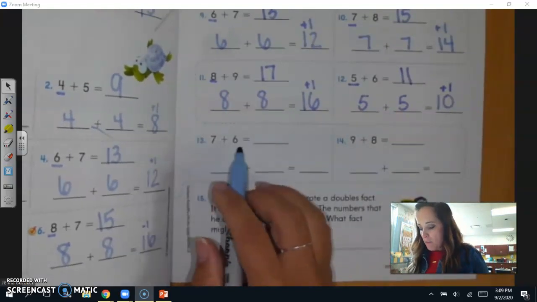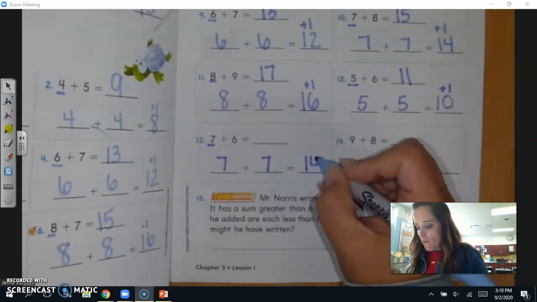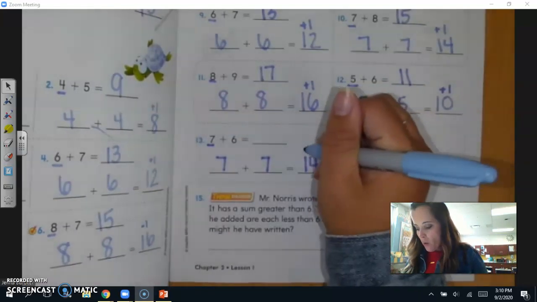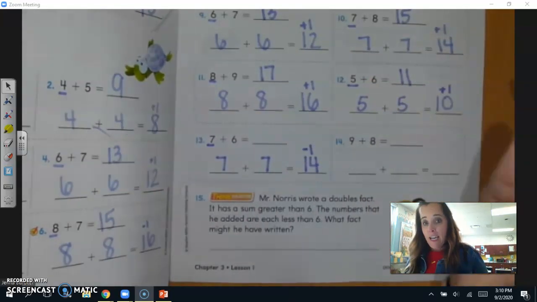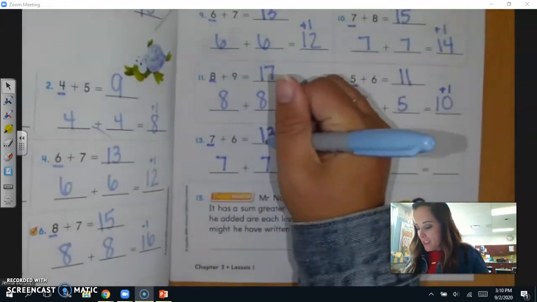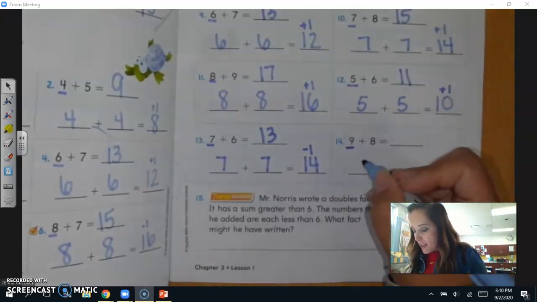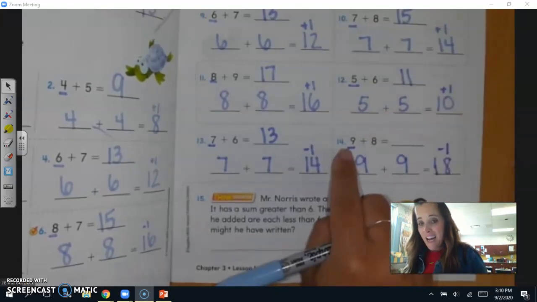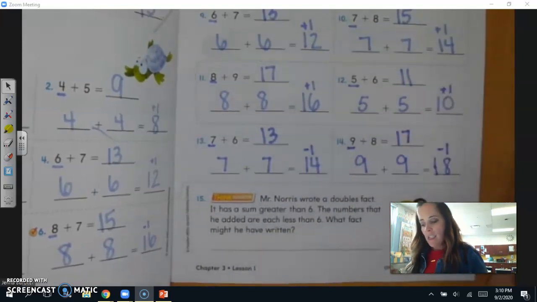Number 13, 7 plus 6. Underline that 7. 7 plus 7 equals 14. I am going to take 1 away because 7 is bigger, so it needs less. 14 minus 1 equals 13. 9 plus 8, I'm going to underline that 9. My doubles fact will be 9 plus 9 equals 18. I'm going to subtract 1 because 9 is bigger. So 18 minus 1 equals 17.